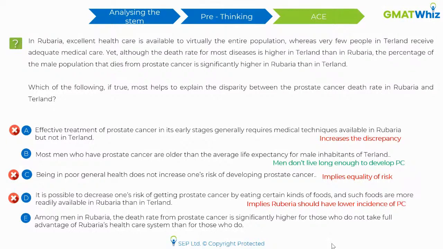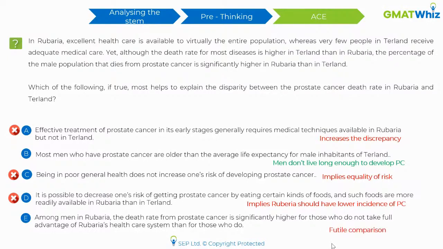Let's look at E. Among men in Ruberia, so we're talking about Ruberia, the death rate from prostate cancer is significantly higher for those who do not take full advantage of the healthcare system than for those who do. Now, the interesting thing about E is we're talking only about a comparison between the men in Ruberia, men who take advantage of the system and men who don't take advantage.